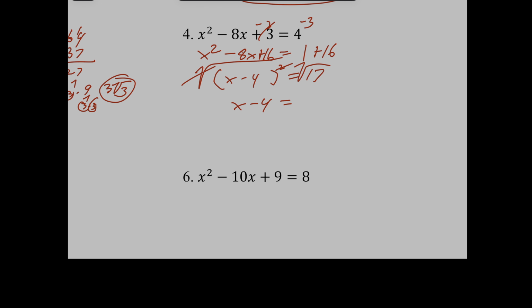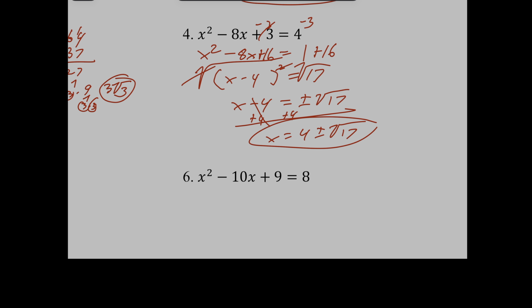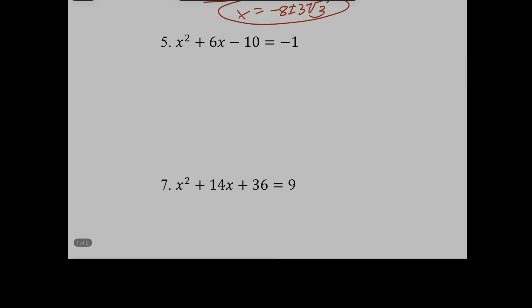We learned all this in the section on radicals. And you always have to write plus or minus whenever you square root both sides. Okay? X equals 4 plus or minus root 17. And there you go. Okay? Let's go on to number 5 here.